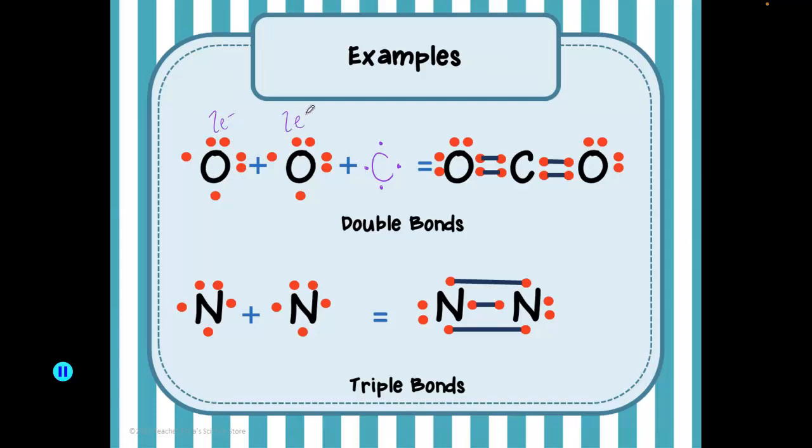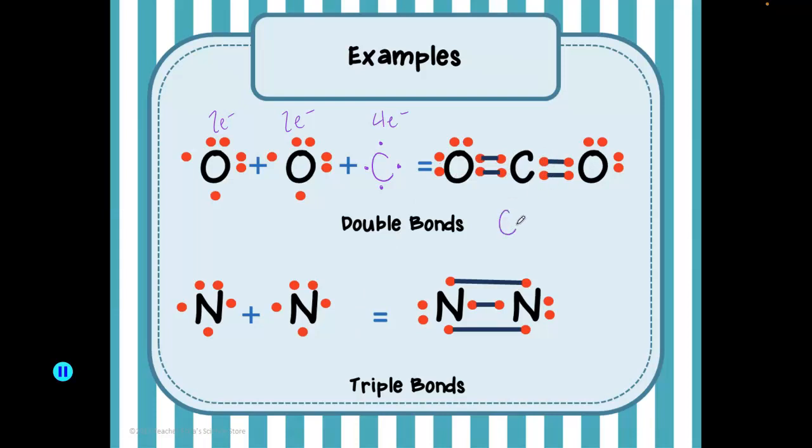This one needs 2 more electrons as well, and this one needs 4 electrons. So when we share, now this one has 2, 4, 6, 8. This one has 2, 4, 6, 8. And the carbon has 2, 4, 6, 8. And so those are all full.